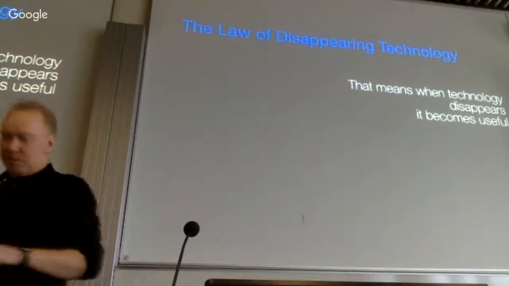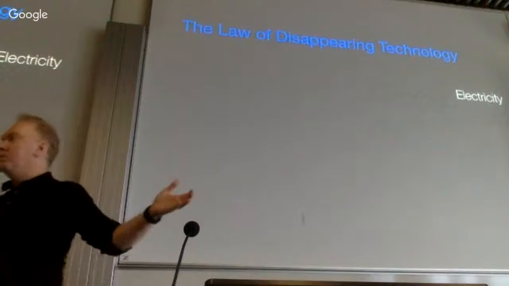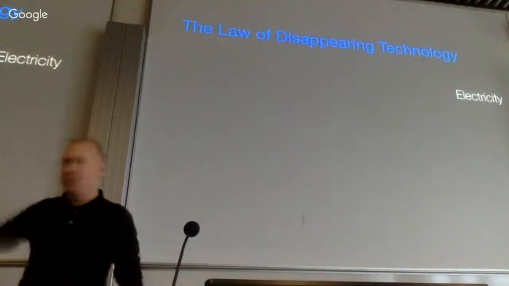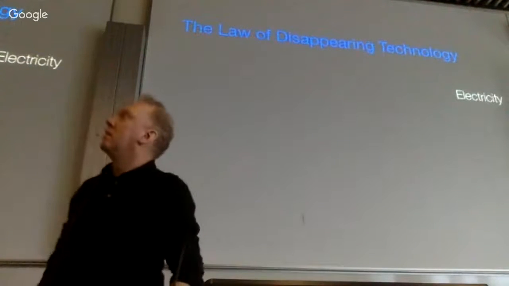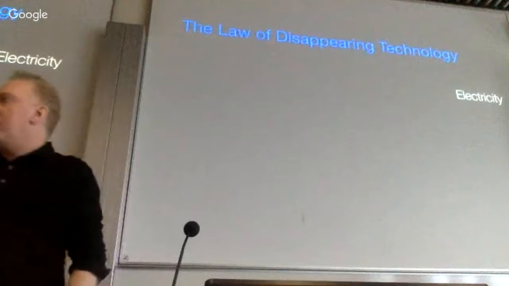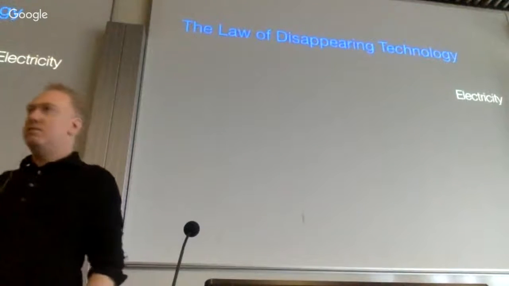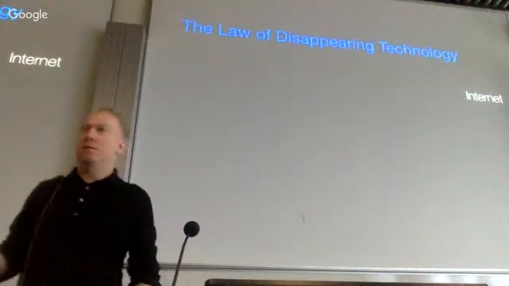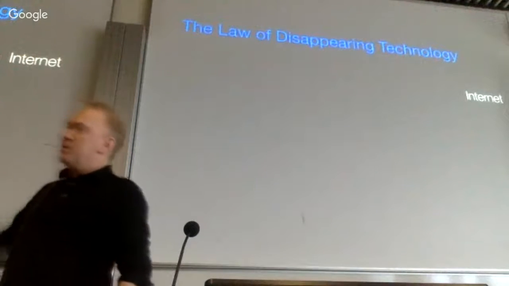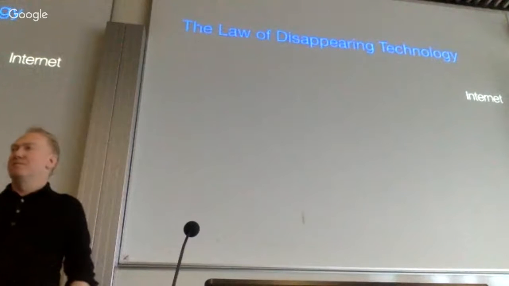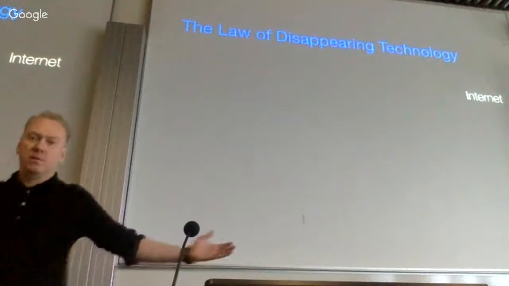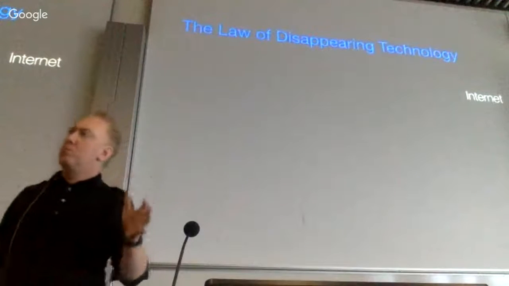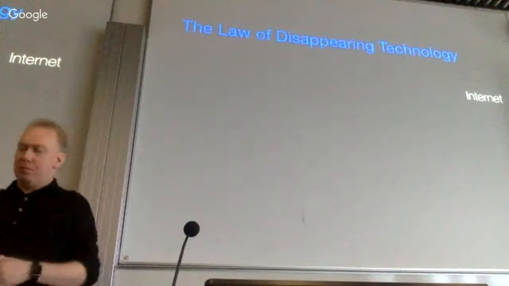For example, electricity. We don't think electricity is some form of technology. It's just there. You just turn on the switch, you have light. Or you plug something in, you have power. It's disappeared. And the same thing with the internet. It's disappearing. It's going away. And every time something goes away, it becomes really useful. And there are more examples. Computers. Computers were technology once. Really difficult. You had to go on a 2-week course just to operate the damn thing.